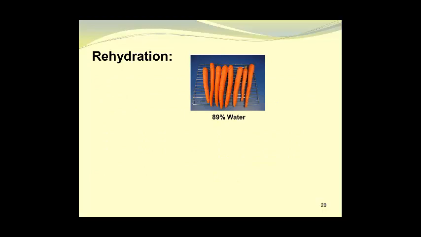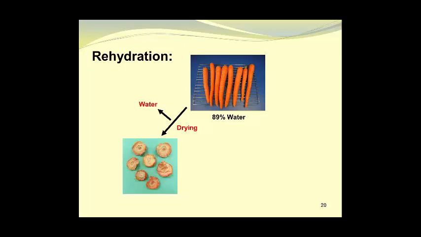So let's take a look at the rehydration of carrots. Originally, the carrots contain 89% water on a weight basis. In the drying process, we are going to remove much of this water, and what we end up with is dried carrot slices containing only 5% water in this case.